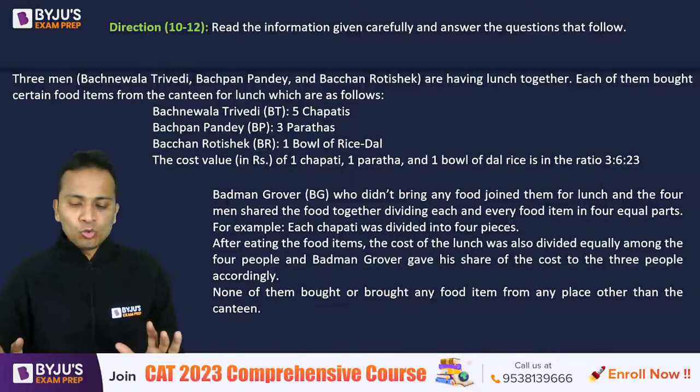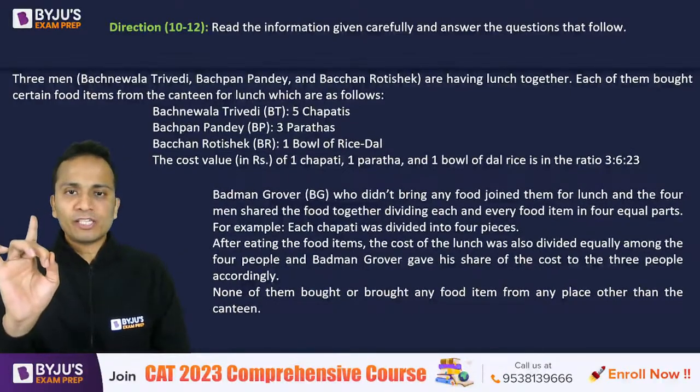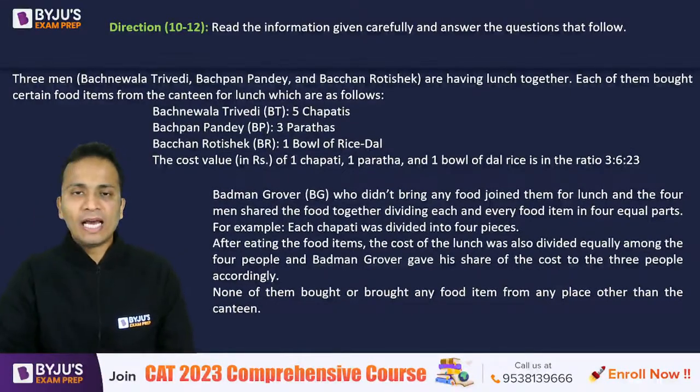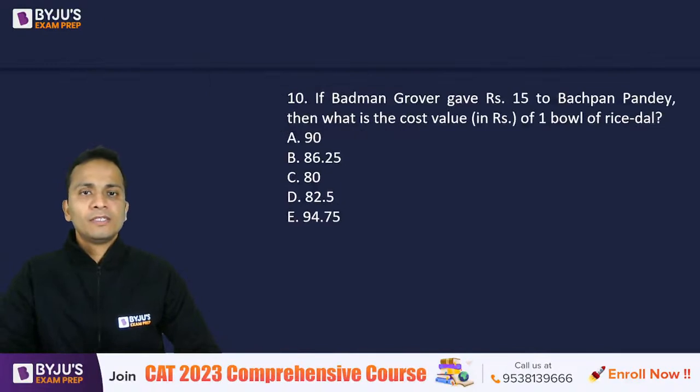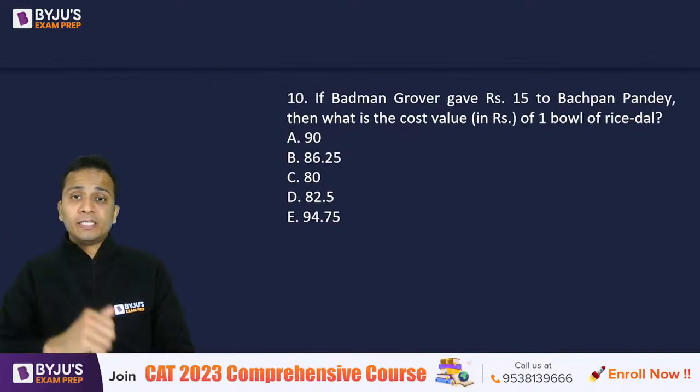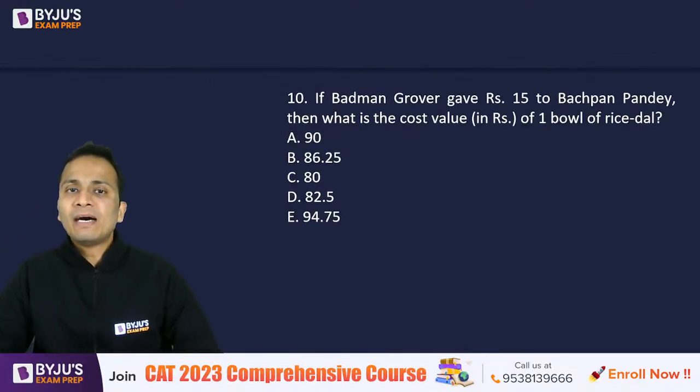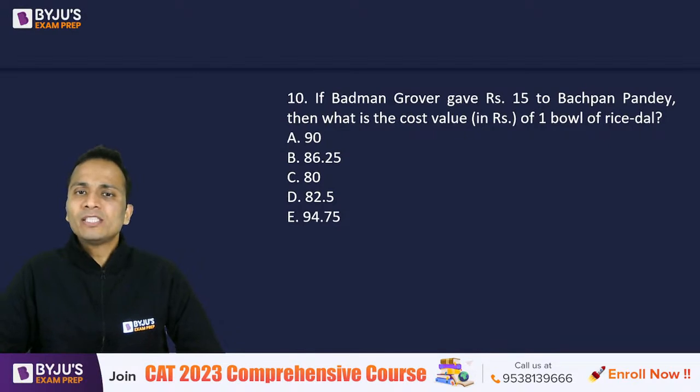Okay, I will not wait for the analysis. I'll take you to the first question and let's see if you can give me a correct answer. Okay? So, first question related to this set. If Badman Grover gave rupees 15 to Bachchan Pandey, then what is the cost value in rupees of 1 bowl of rice?